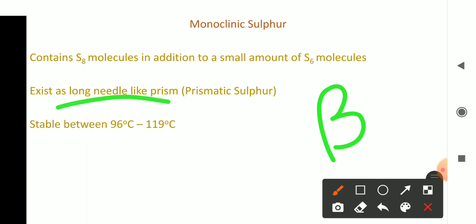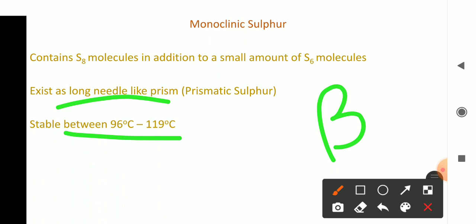Its appearance is given. It exists as long needle-like prisms, and this is also called prismatic sulfur. Monoclinic sulfur can also be called prismatic sulfur because it has structures like long needles. This monoclinic sulfur is stable between 96 degrees Celsius and 119 degrees Celsius. So above 119 degrees Celsius and below 96 degrees Celsius, we cannot get monoclinic sulfur, because it is stable only between 96 degrees Celsius and 119 degrees Celsius.